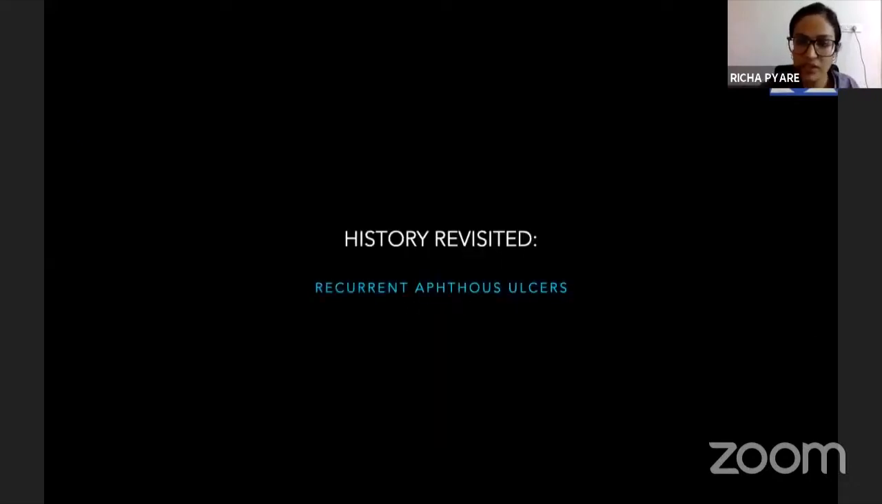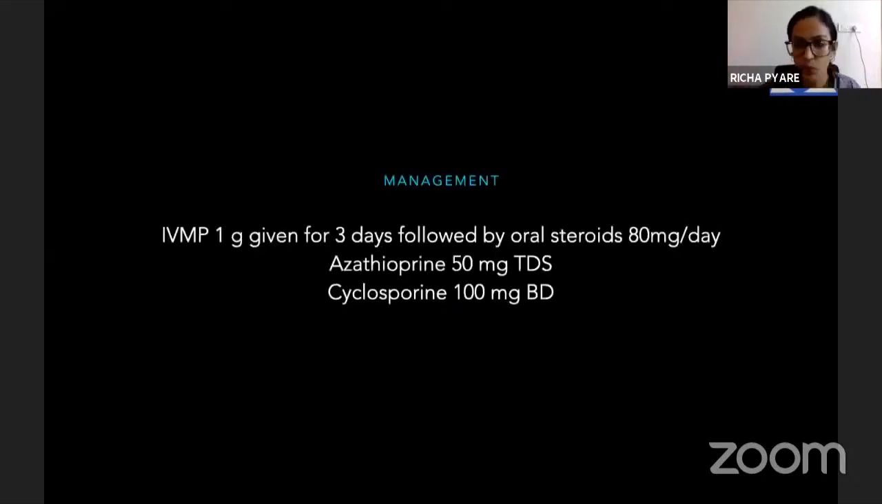At this point, we revisited the history. The patient now admitted to a history of recurrent aphthous ulcers, although no other systemic symptoms or signs were noticed after evaluation by a physician. We started him on IVMP 1 gram given for 3 days, followed by oral steroids. Azathioprine and cyclosporin were also added. Following this treatment, inflammation decreased and the patient gained 1 line in visual acuity.